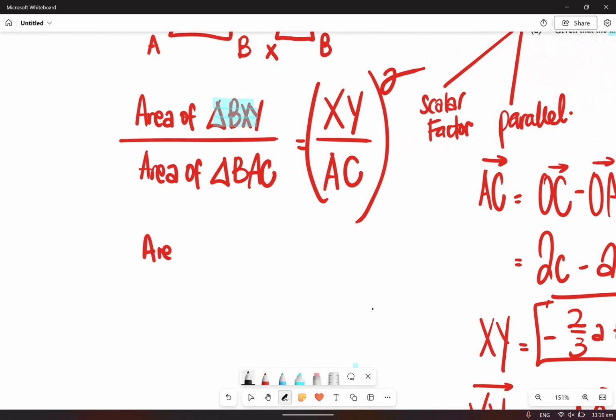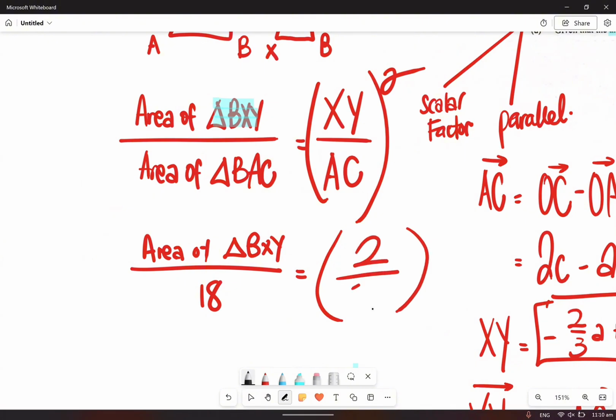So area of triangle BXY over area of triangle BAC. What is my BAC? 18, given in the question. Don't ask me how you find it, it's given in the question. Equals to XY is 2, AC is 3, to the power of 2.